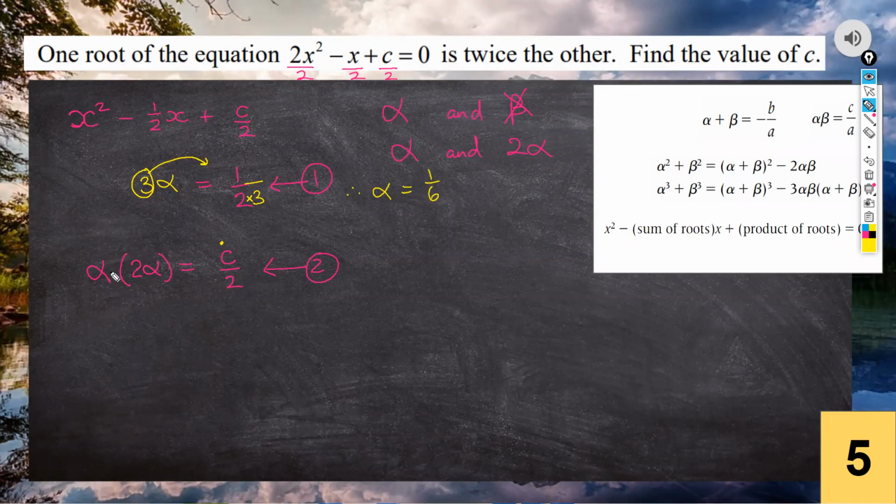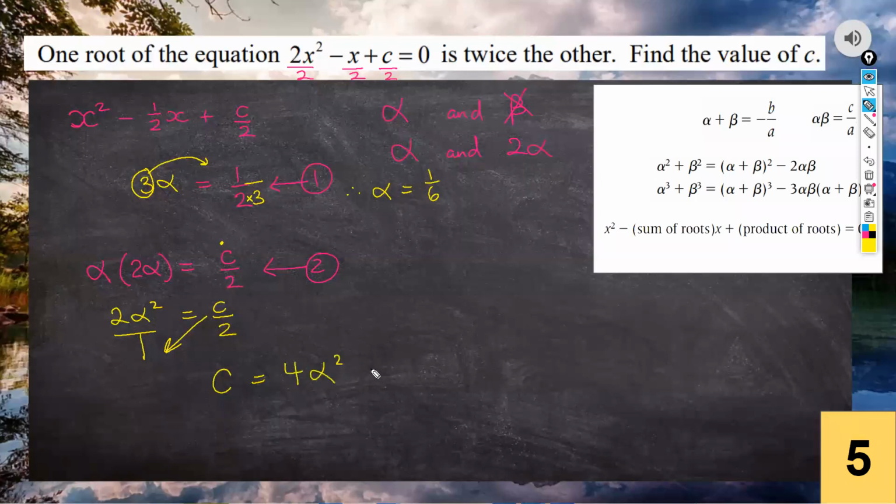All we have to do now is substitute it inside here, right? Now, it's pretty easy, right? Alpha multiplied by 2 alpha is 2 alpha squared is equal to c on 2, right? But before I substitute it in, I could probably just cross multiply. C by 1 is c, and 2 by 2 alpha squared is 4 alpha squared. All we have to do now is just replace alpha in brackets with 1/6. Now let's see what you get here.